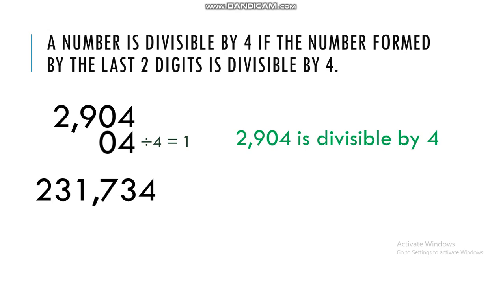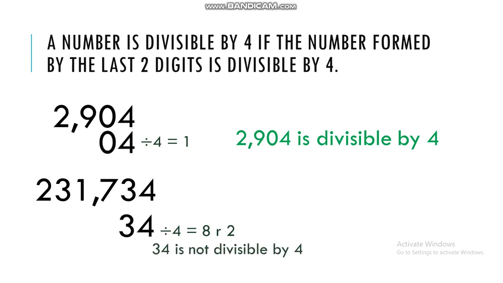Is 231,734 divisible by 4? The rule says to check the number that is formed by the last two digits. Is 34 divisible by 4? Can we divide by 4? No, because 34 divided by 4 is 8 and the remainder is 2. Why? 8 times 4 is 32. 32 plus 2 is equal to 34. So 34 is not within the multiplication table of 4. This means that 231,734 is not divisible by 4.